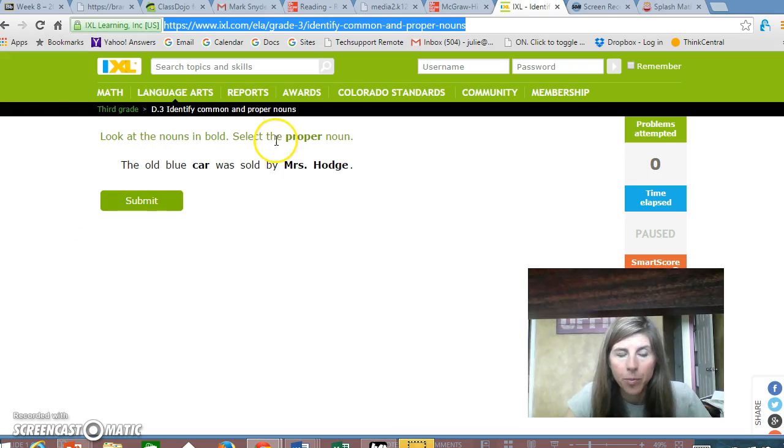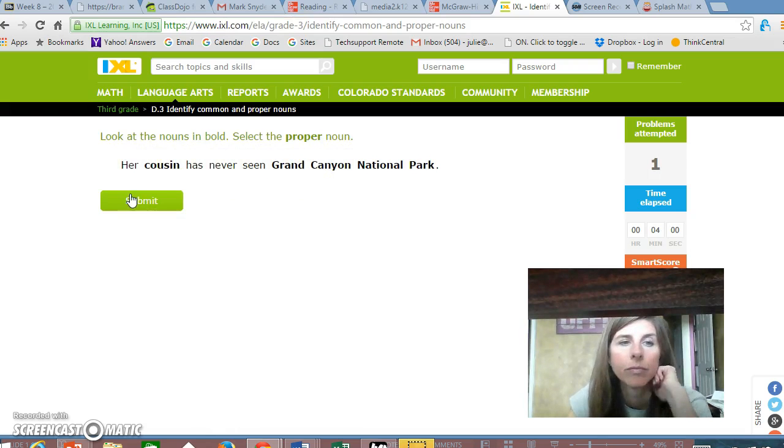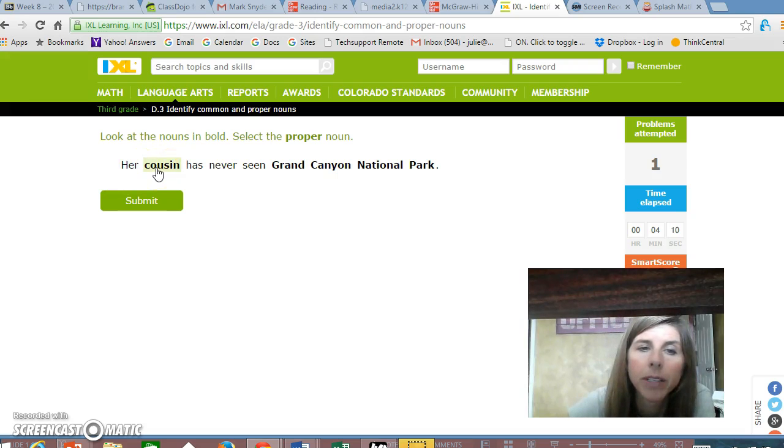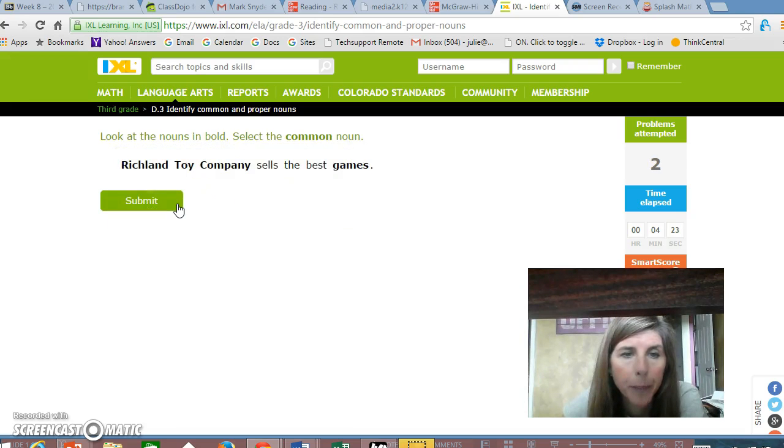So we want to select the proper noun. So the old blue car, so that would be a noun. Old blue is just describing a type of car, but that would be a common noun, and a proper noun would be Mrs. Hodge. Okay, so then we are looking for proper noun. So her cousin would be actually a common noun. It has never seen Grand Canyon National Park. So that is a proper noun. It's a name of a national park. So just national park, that would be a common noun, but since it has a name, it's a proper noun.